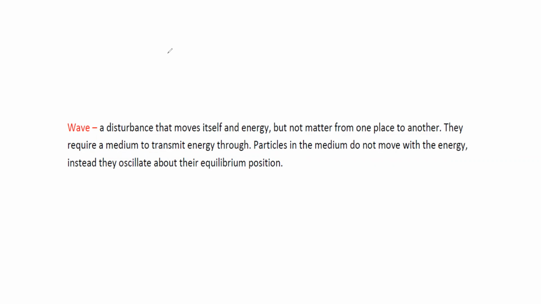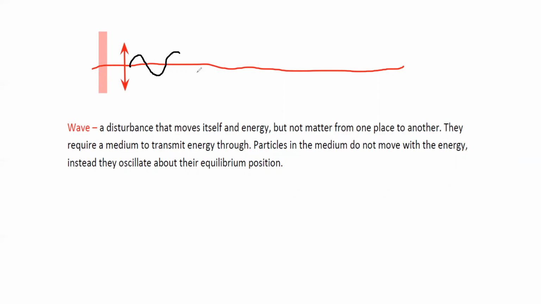So basically what happens, for example, if this is a water surface and there is an object which you move up and down or vibrate up and down. It produces a disturbance. And this disturbance transfers from one place to another in the form of a wave.